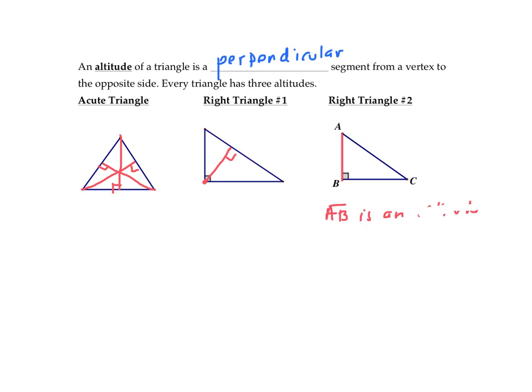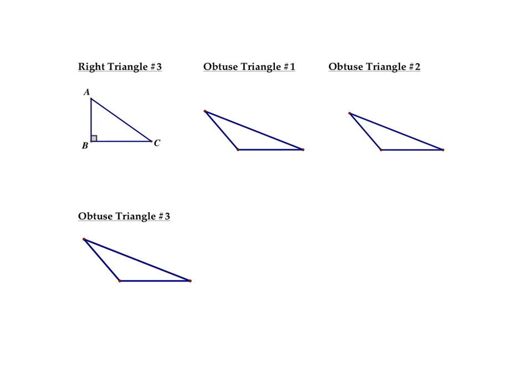I'll try that again. So AB is an altitude, we can say from A to line segment BC. Okay, our right triangles. This is the third one. Line segment BC is also an altitude. Okay, so remember every triangle has 3 altitudes.